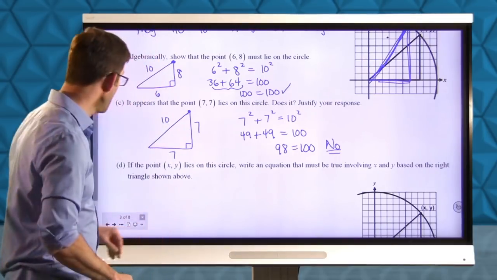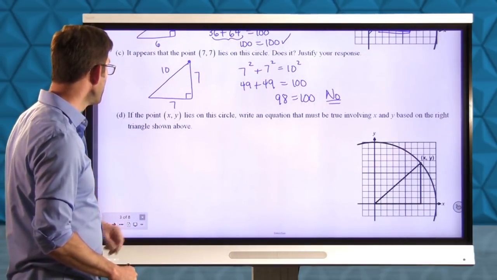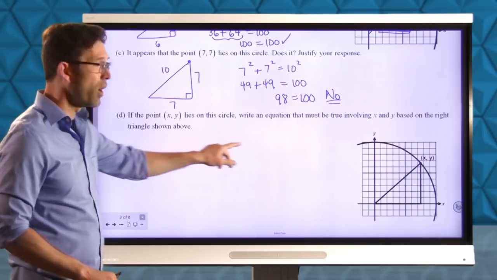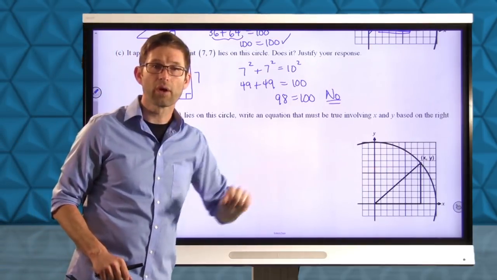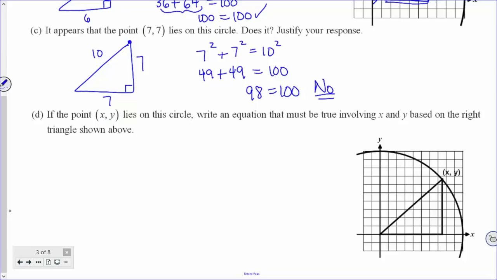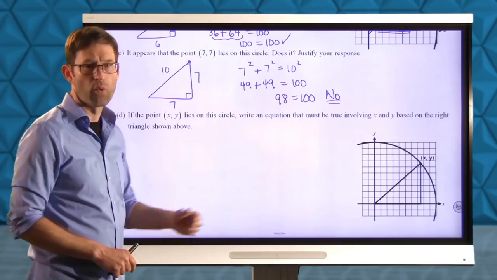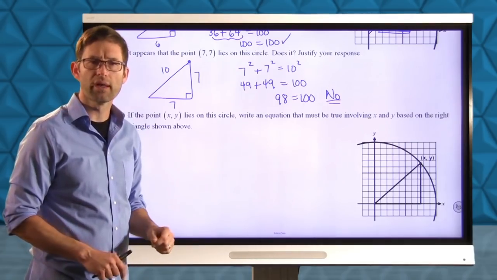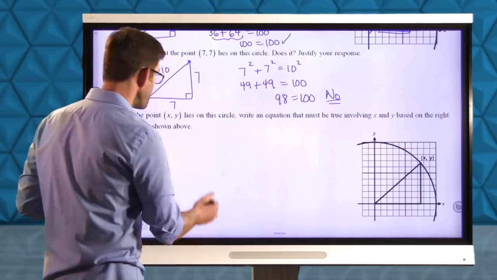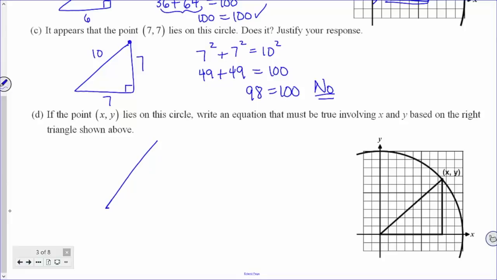Okay? Finally, letter D. If the point x, y, so now a generic point, x, y, lies on this circle, write an equation that must be true involving x and y based on the right triangle shown above, or more appropriately, shown right here. So here's the thing, right? Just like the equation of that line where x plus y was equal to 7, in this case we've got a situation that looks like this.